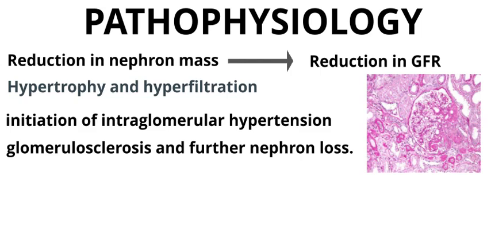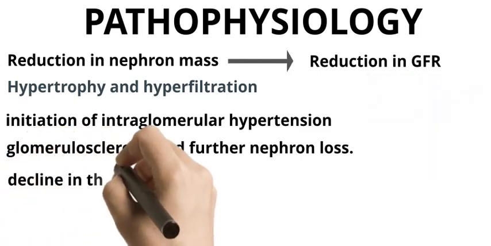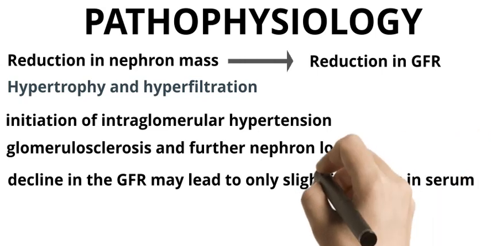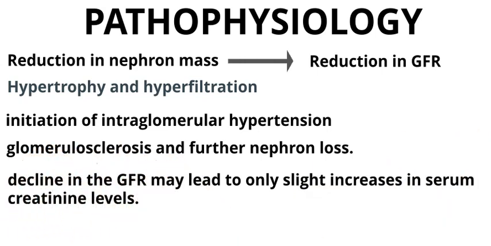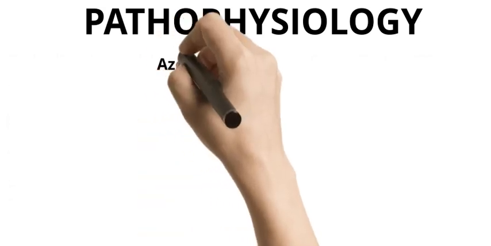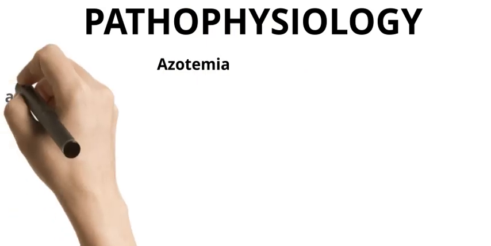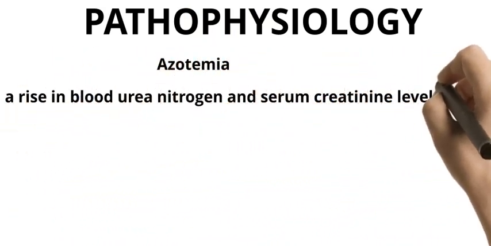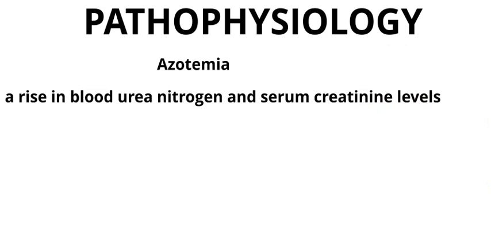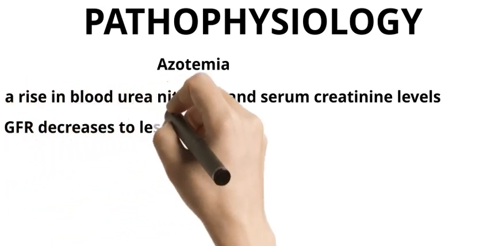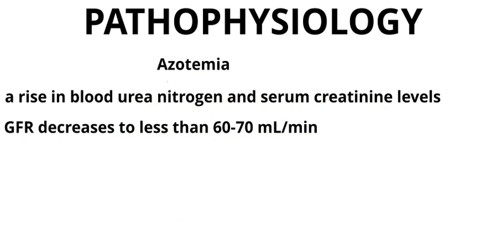In early renal disease, a reduction in GFR leads to only a slight increase in the serum creatinine levels. However, a condition such as azotemia, that is an increase in the blood urea nitrogen and serum creatinine levels, is significant or apparent when the glomerular filtration rate is decreased to less than 60 to 70 mL per minute.